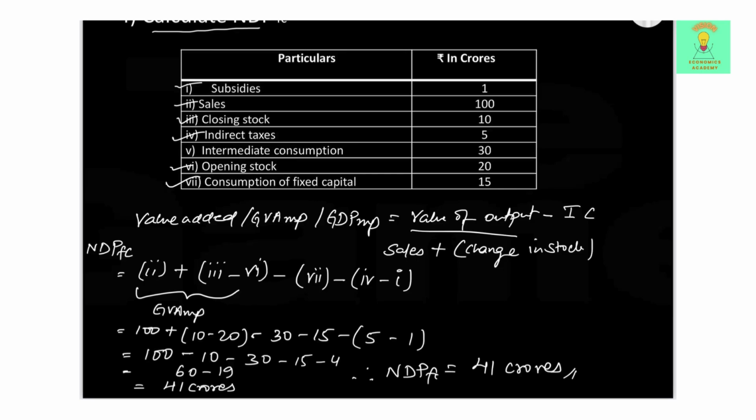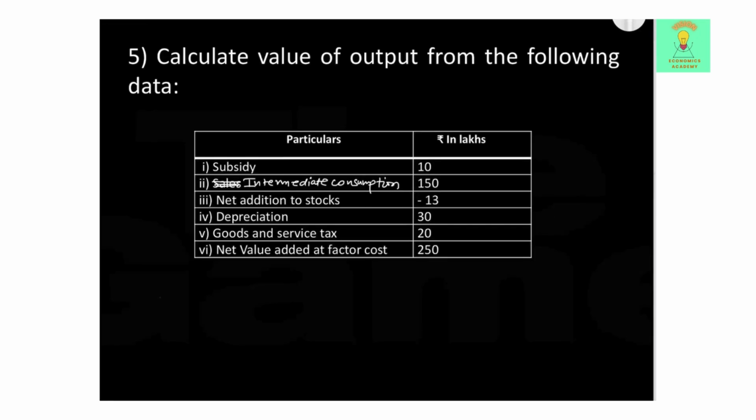Now we'll quickly move to question number 5. Calculate value of output from the following data. Now here this question is a little different. Here the NVAFC value is already given. So given net value added at factor cost is 250, which is already given. Here I had made a mistake while copying the question. It is supposed to be intermediate consumption, so I have written down here.